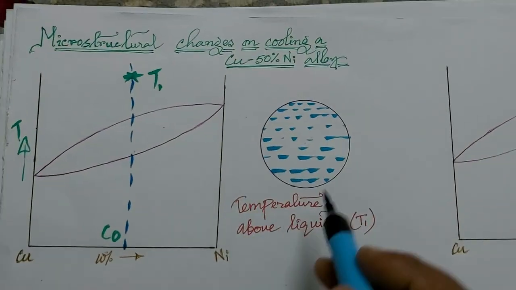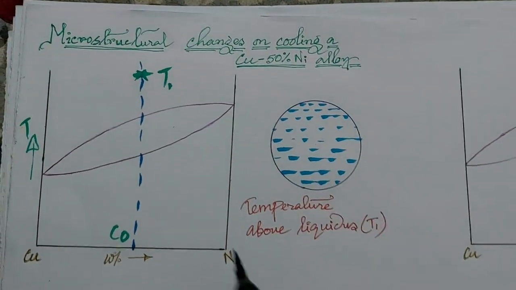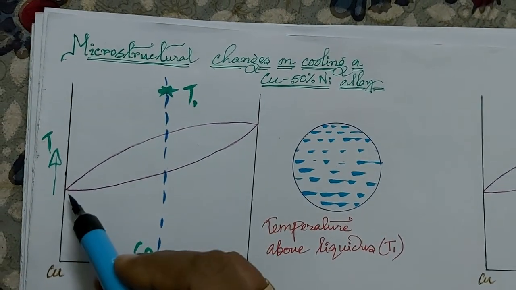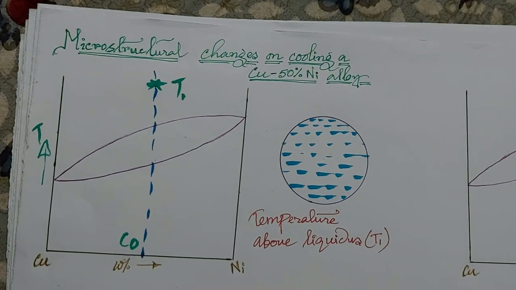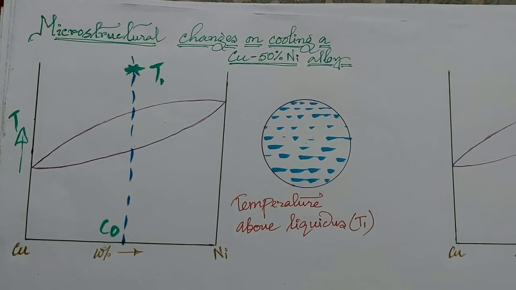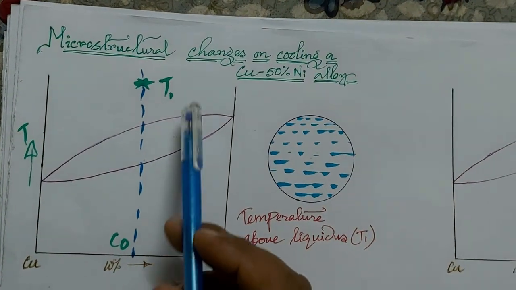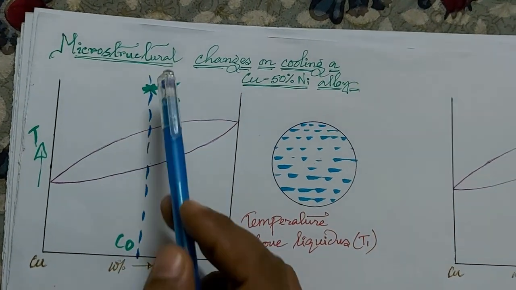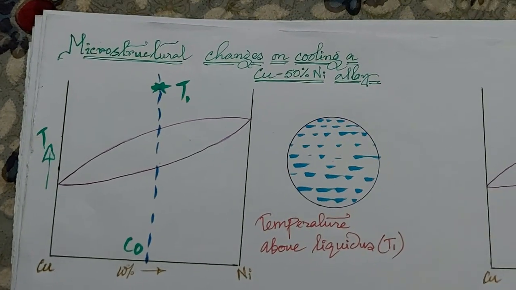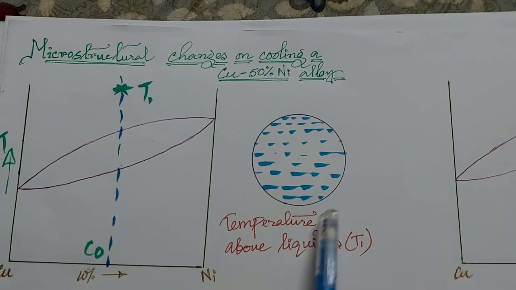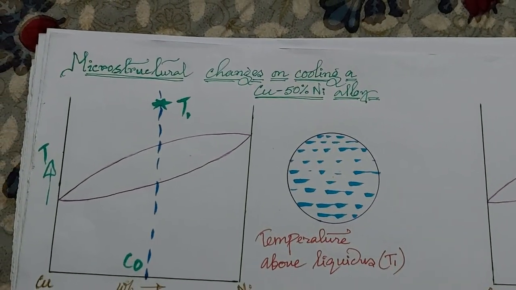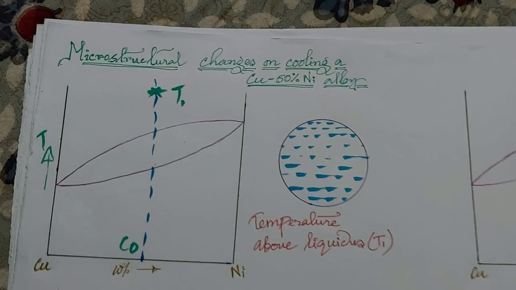So we can see this kind of microstructure at this point, where we have only liquid phase. This is above this liquidus line. As it is above this liquidus line, we have only liquid phase at this point, and due to this liquid phase we will get this type of microstructure, where we have all liquid phase.